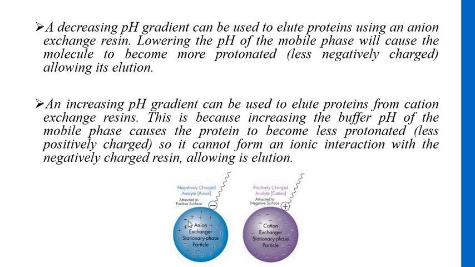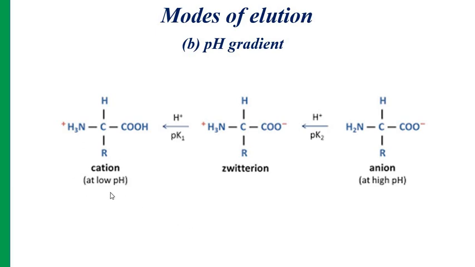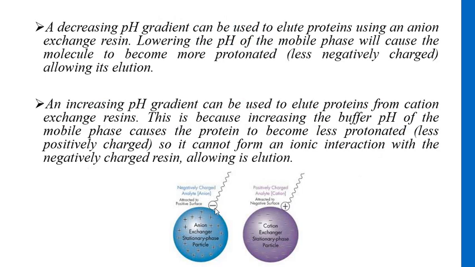And in order to convert it into positively charged, we will decrease the pH gradient. As we have seen, at low pH, an amino acid becomes positively charged. So, in order to make the target protein positively charged, we will add the elution buffer or use the mobile phase with the lowered pH. This low pH will make the molecule more protonated or less negatively charged, which will allow its elution. A decreasing pH gradient can be used to elute proteins using an anion exchange resin. Lowering the pH of the mobile phase will cause the molecule to become more protonated, less negatively charged, allowing its elution.